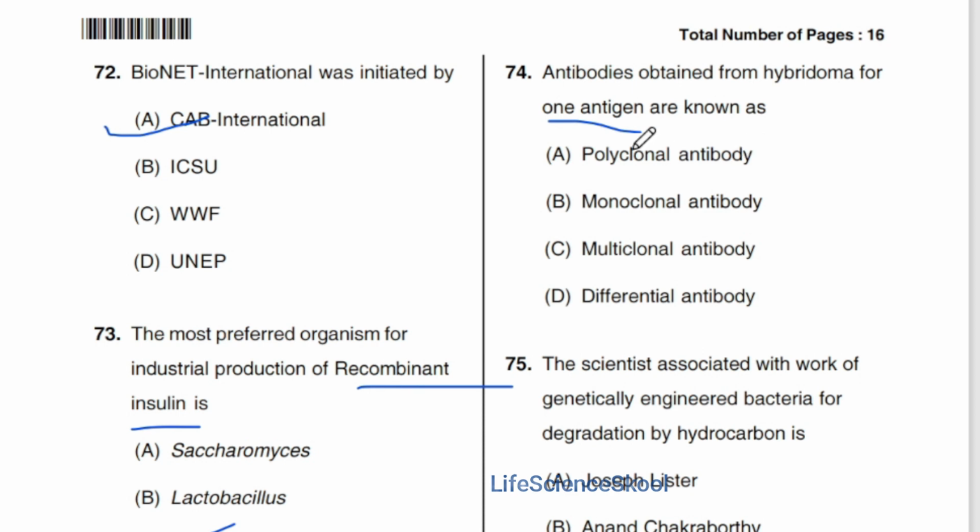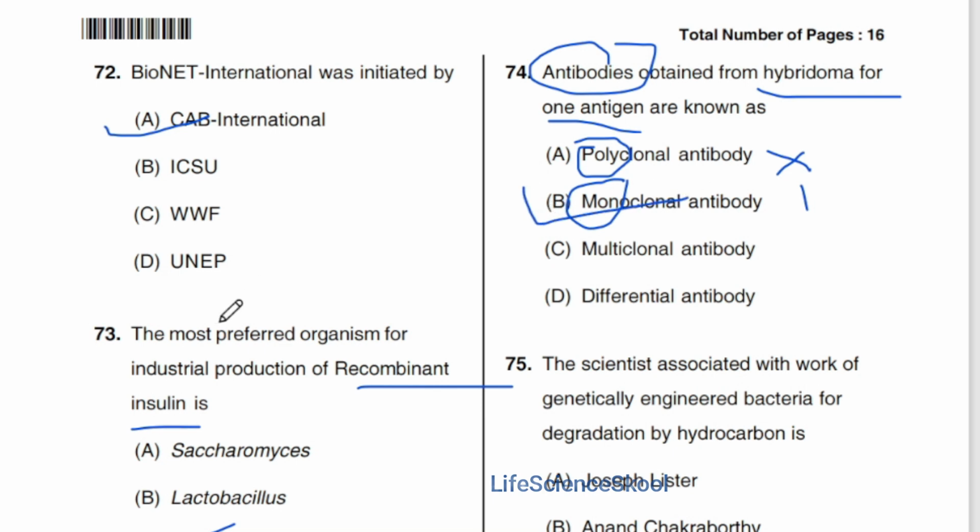They are asking, antibodies obtained from hybridoma for one antigen, that is known as what? Option A, polyclonal antibodies. Poly means many antibodies. So they are asking here for one antigen, so option A is wrong. Mono means single, one antigen. That's why option B is the correct answer. Multi means many, and differential antibody, no. These two are again wrong answers. Option B is the correct answer.